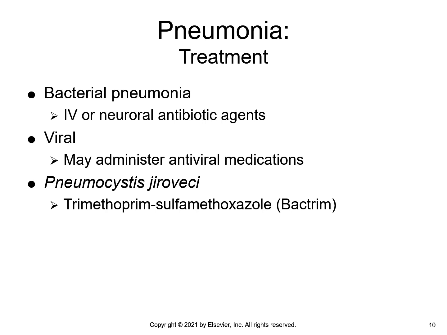Pneumocystis jirovecii infection is associated with AIDS, or acquired immunodeficiency syndrome. This is treated with trimethoprim-sulfamethoxazole, which is Bactrim. It is usually given either IV or orally, depending on the severity of the infection.